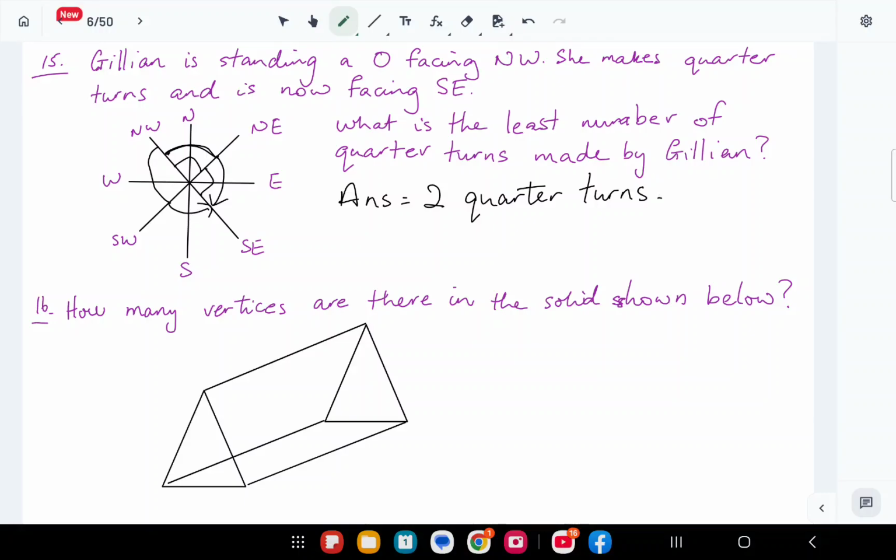Alright, how many vertices are there in the solid shown below? The solid shown is a triangle base prism. We know it's a prism because the cross sections will be the same. And it asks how many vertices are there on the solid shown below. So 1, 2, 3, 4, 5, 6. There are 6 vertices.